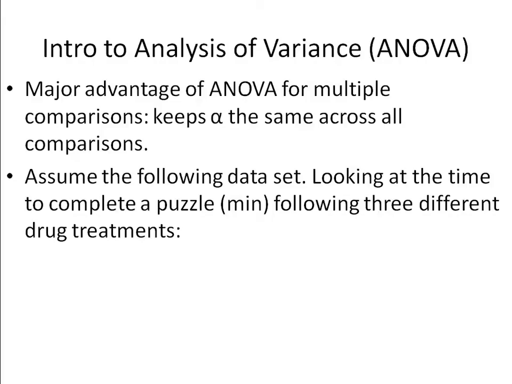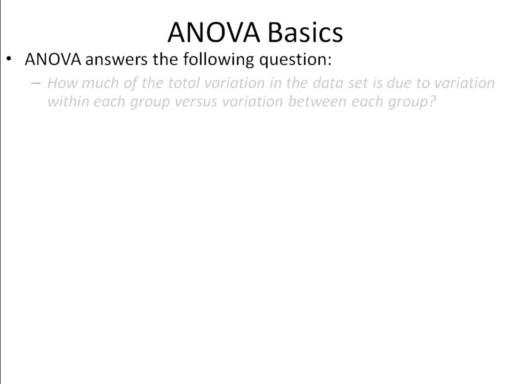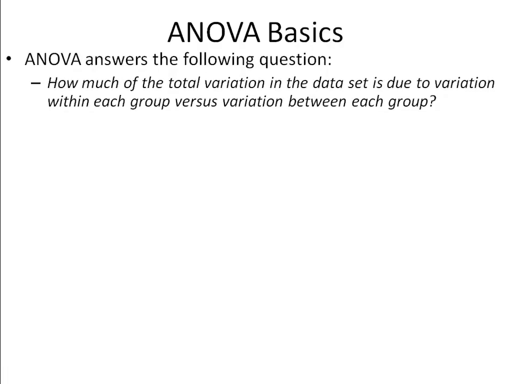So let's learn how to use an ANOVA and what everything means by just doing a slow step-by-step example. And so we'll assume the following data set, which looks at the time to complete a puzzle in minutes following 3 different drug treatments. Okay, so you have treatment 1, treatment 2, and treatment 3. And the n in each case is 3, so there were 3 different measurements made for each treatment. Okay? So an ANOVA answers the following question basically. It's how much of the total variation in the data set is due to variation within each group versus variation between each group?